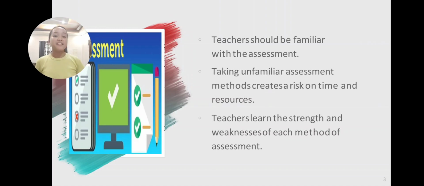Yes, there. Assessment results, no? So teachers should be familiar with the assessment, because assessment results actually serve as a justification for formulating or establishing new laws. So a current example is the Republic Act 10533, also known as the K to 12 Enhanced Basic Education Act of 2013.